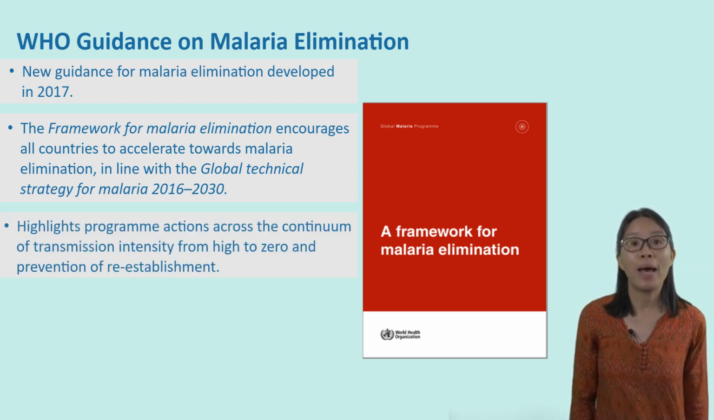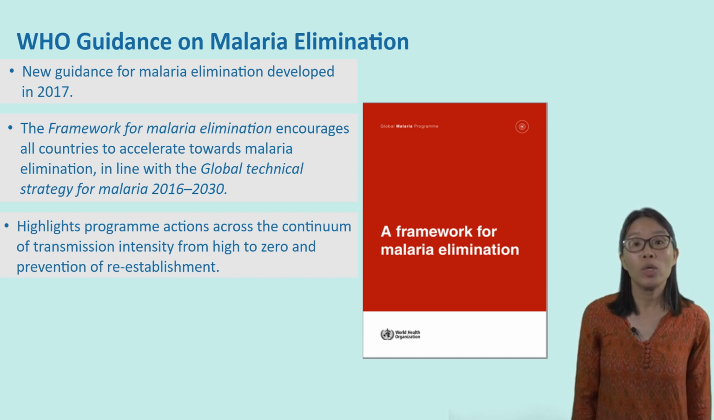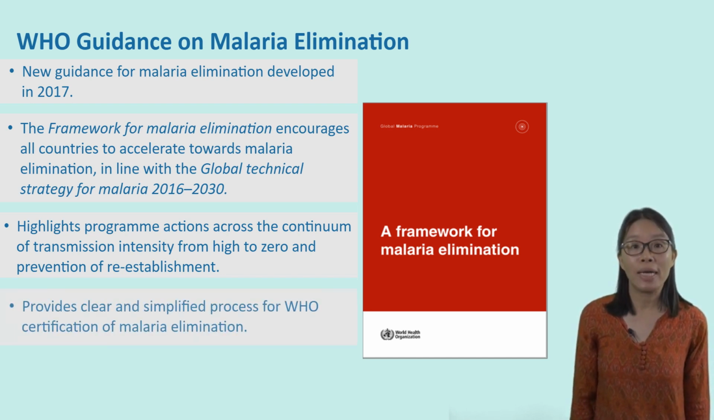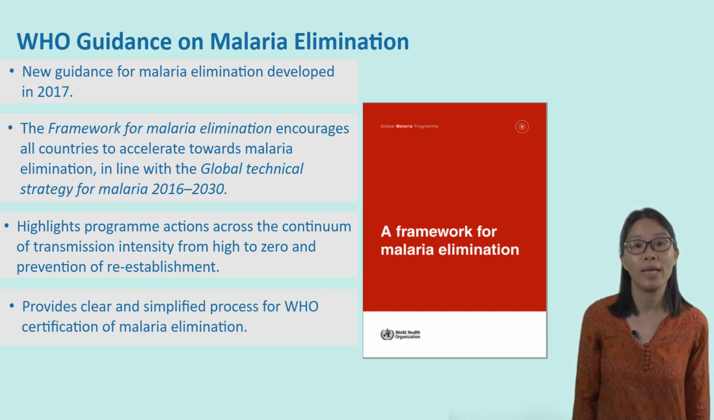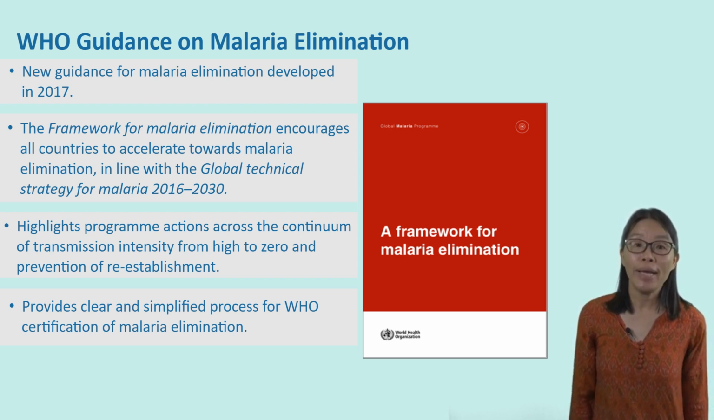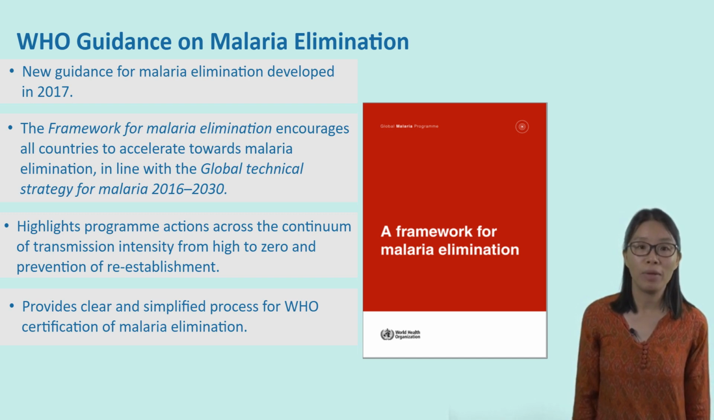Actions to be taken by malaria programs are highlighted along the continuum of malaria transmission, ranging from high levels of transmission to elimination and prevention of re-establishment, with emphasis on planning for successive steps. The framework provides a clear and simplified process for WHO certification of malaria elimination. The guidance on certification is further elaborated in the manual Preparing for Certification of Malaria Elimination.